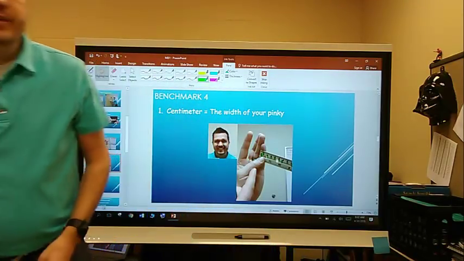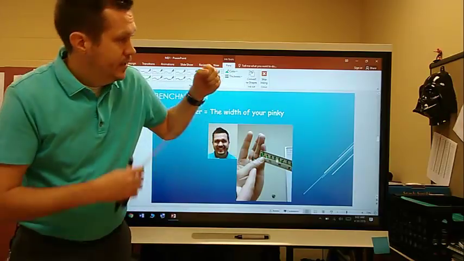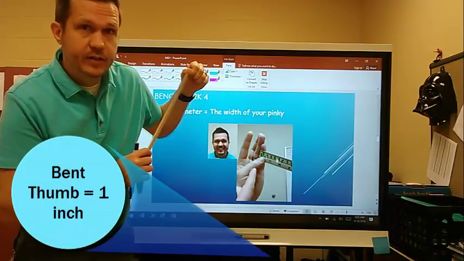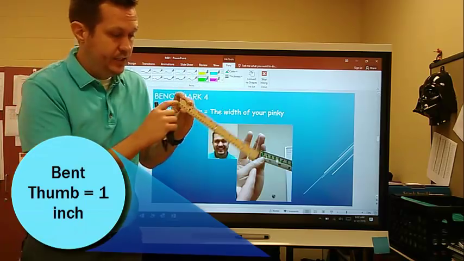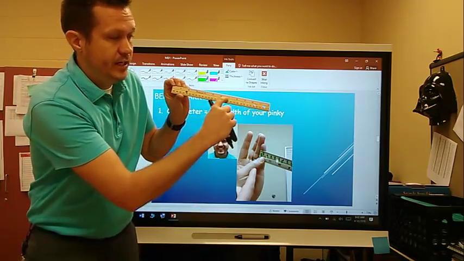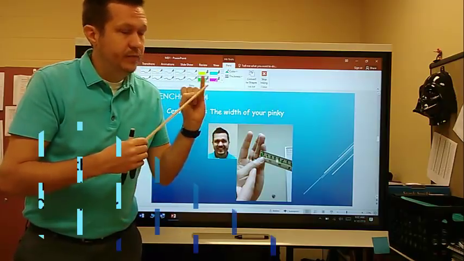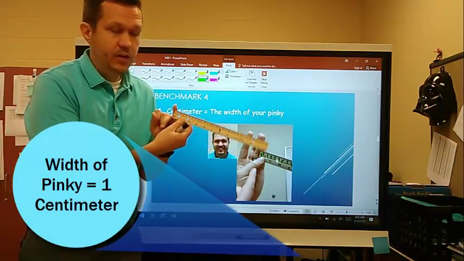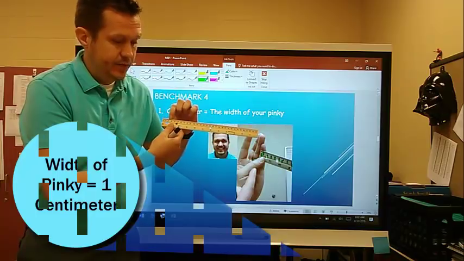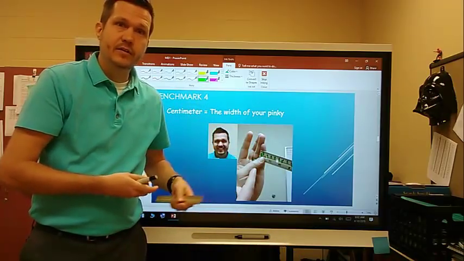If you're measuring something that is about the width of your bent finger, that's an inch. You're going to go to the inch side of your ruler. And if you're measuring something that's smaller than an inch, about the width of your pinky, that's called a centimeter. You're going to go to the centimeter side of your ruler, which is a little bit smaller. Have fun.